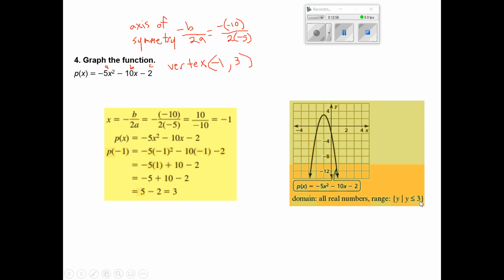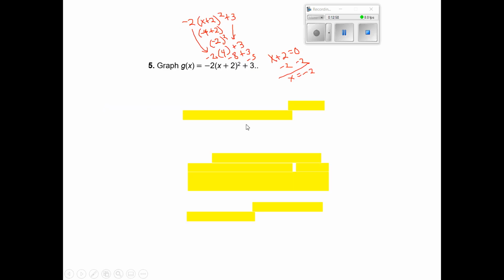Okay? Let's move on. This one I showed some of the work, so let's go on. It says that the graph of g of x equals negative 2 times (x plus 2) squared plus 3. So we're going to use our knowledge again. This tells me I've got x plus 2 squared.